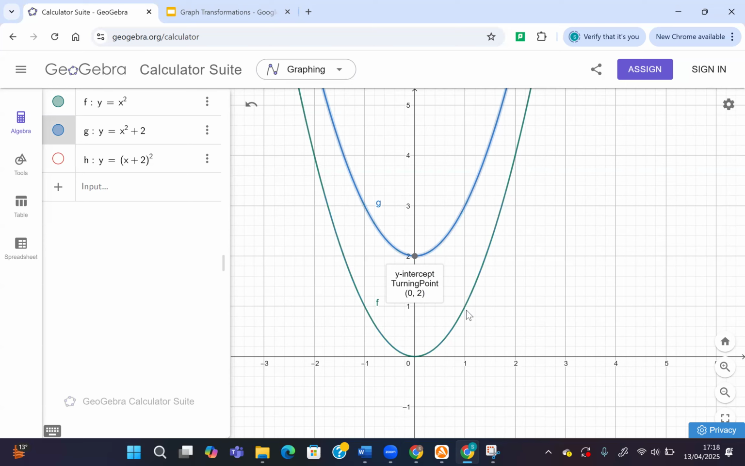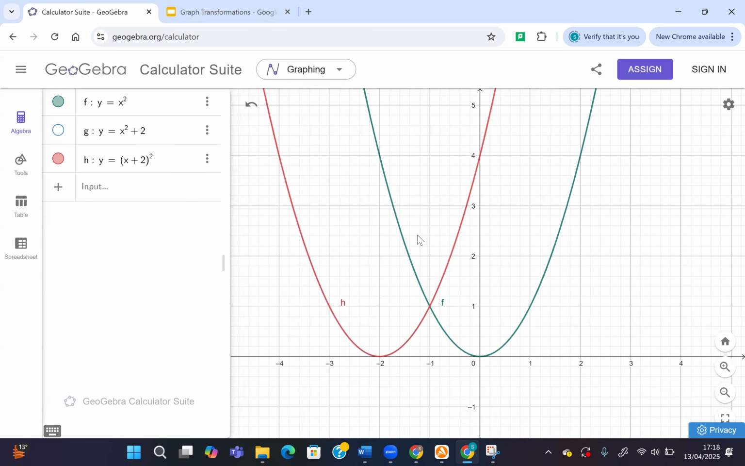Likewise, over here, when x is 1, if we have a look at this coordinate over here, when x is 1, y is 1. However, on this graph, when x is 1, y is now 3. So again, our y coordinate has increased by 2. And that's going to happen all across this blue graph. Our y coordinates are increasing by 2 each time. So as we said, this is quite intuitive. If we add 2, our y coordinates are going to increase by 2. Now, what about over here then, when we have x plus 2 all squared?